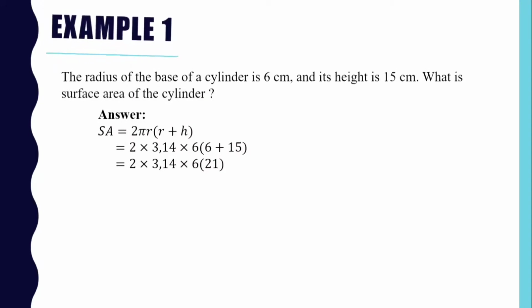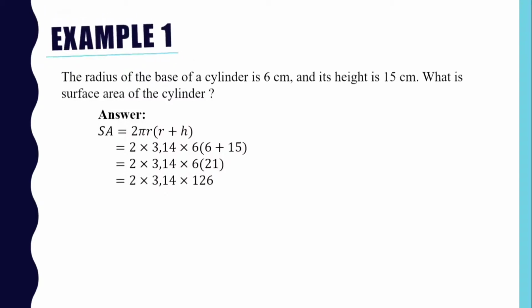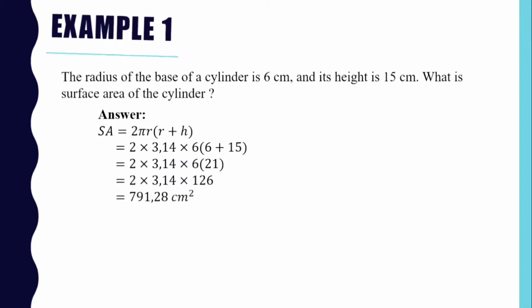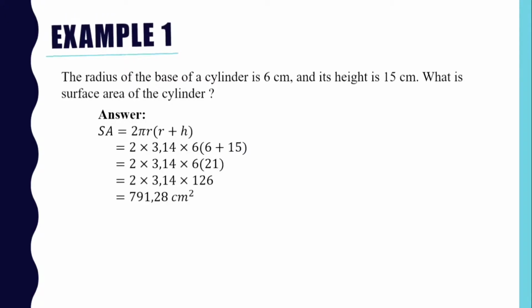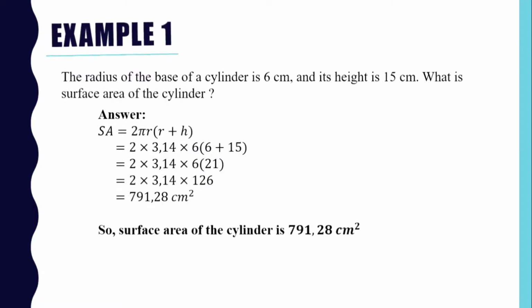2 times 3.14 times 126 equals 791.28 centimeters square. So, surface area of the cylinder is 791.28 centimeters square.